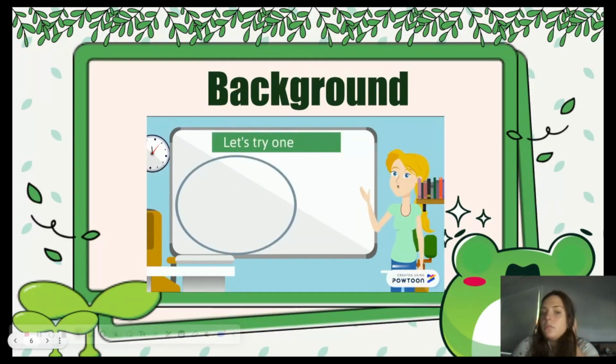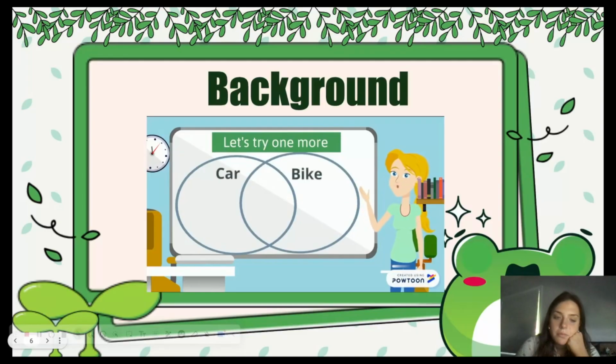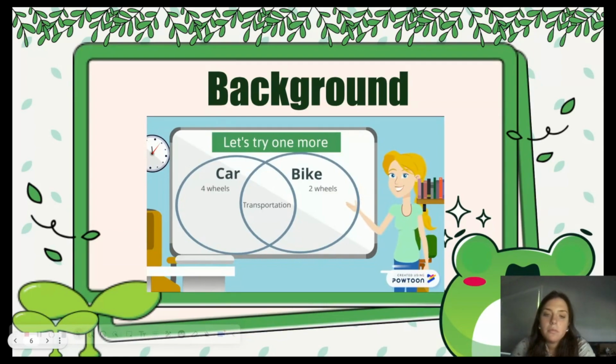Okay, let's try one more. Car and bike. Cars and bikes are both used for transportation, so we would put that word in the middle. A car has 4 wheels, we put that on the car side, whereas a bike has 2 wheels, we put that on the bike side. Car has a steering wheel, bike has a handlebar.